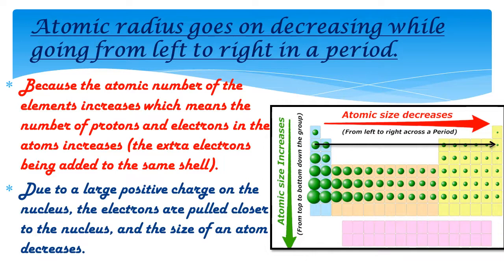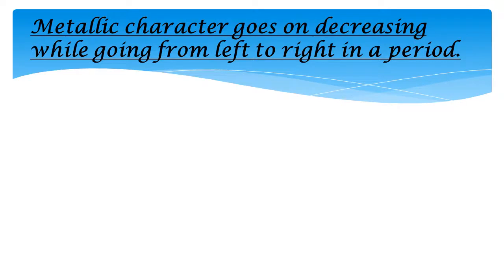So as the nuclear charge increases, the atomic size, or atomic radius, decreases, and that is why the atomic radius goes on decreasing while going from left to right in a period. Okay, so we have 7 periods. So as we are moving from left to right in a period, atomic radius will decrease because nuclear charge increases. Alright, now next is: metallic character goes on decreasing while going from left to right in a period.